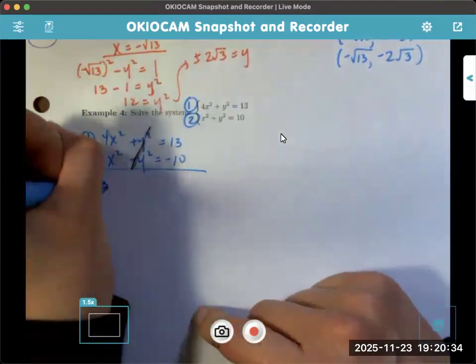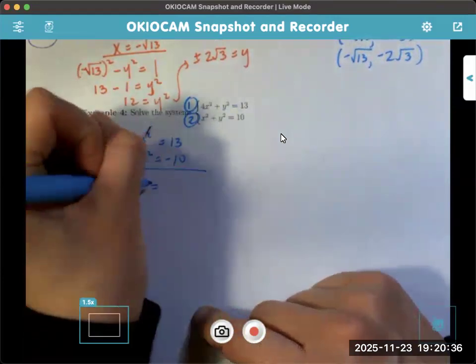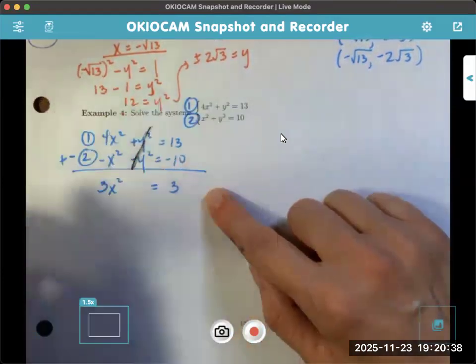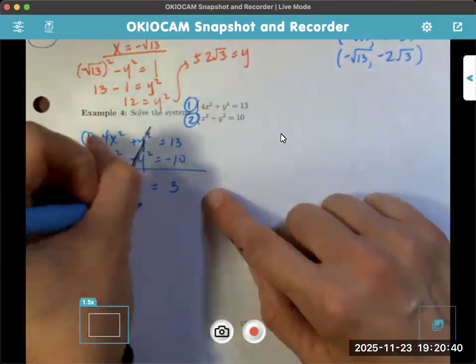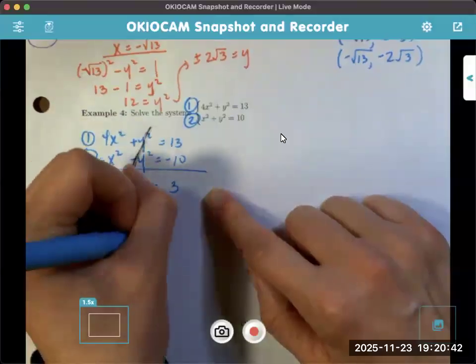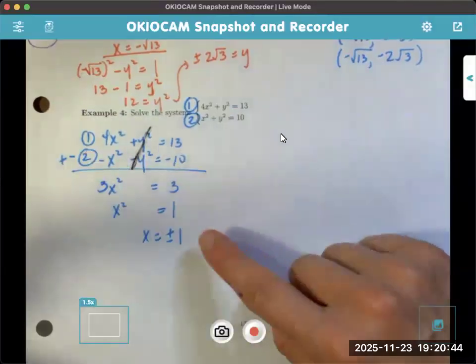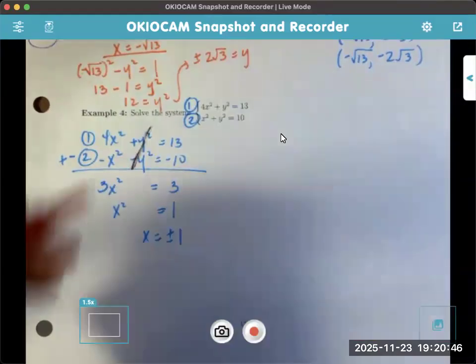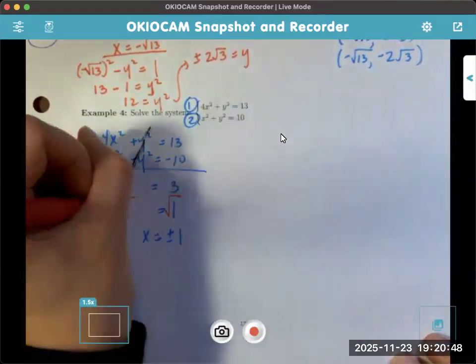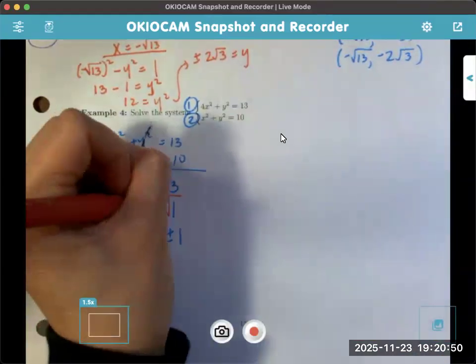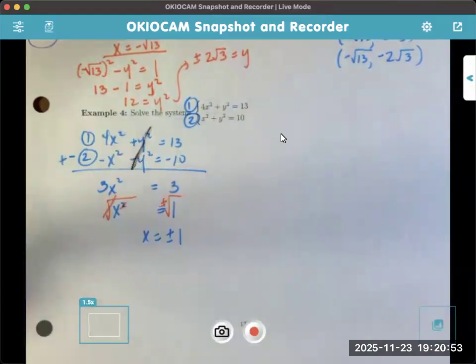And then this is 3x squared equals what? 3? Yeah. So then x squared equals 1. So then x equals plus or minus 1, right? Because we square root both sides. And what can we not forget? When we square root, the plus or minus. But again, here, are we done? No, we got to go find our y's.